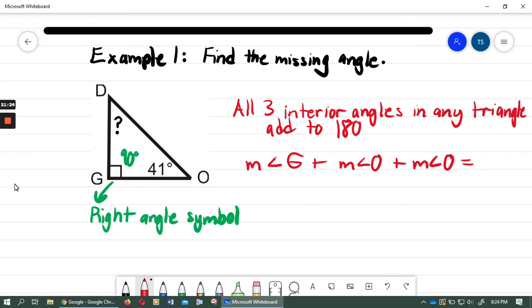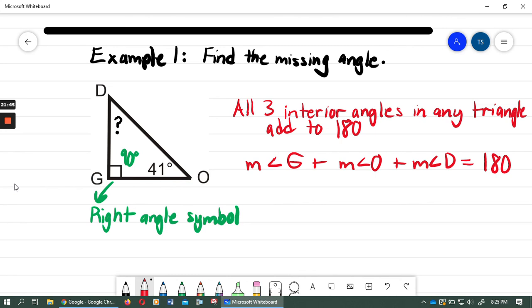All right. So the measure of angle G plus the measure of angle O plus the measure of angle D, all three of those interior angles there add and they equal 180. So that's what we're doing right there. That right there is the triangle angle sum theorem.